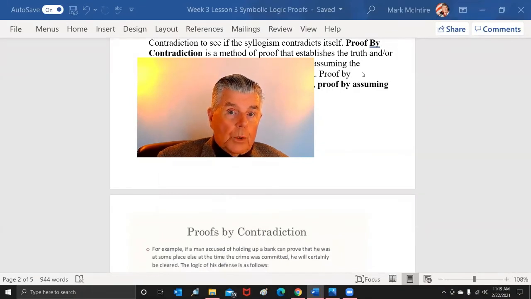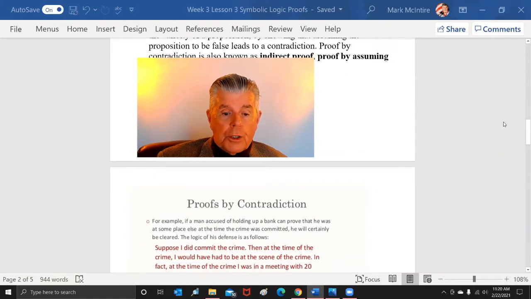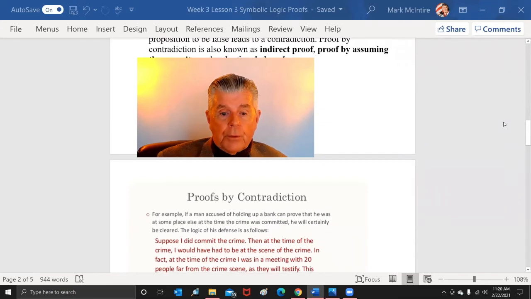So what do we mean by proof by contradiction? This seems to be kind of sketchy, but actually it's not. Lawyers use this all the time. You've probably seen it on many TV shows and movies, proof by contradiction. So here's an example that I provided for you.